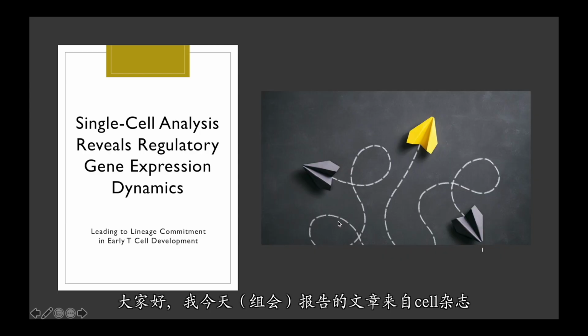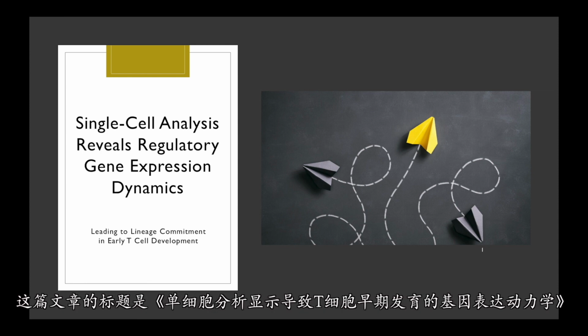Hello everyone, today I'm going to present a paper from the journal Cell. The paper's name is Single-Cell Sequencing Reveals Regulatory Gene Expression Dynamics Leading to Lineage Commitment in Early T-Cell Development.